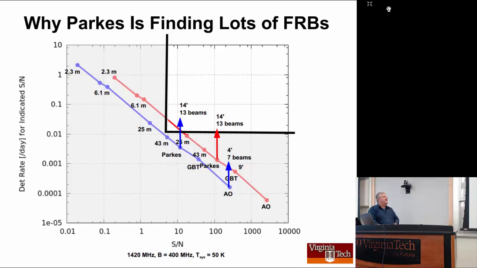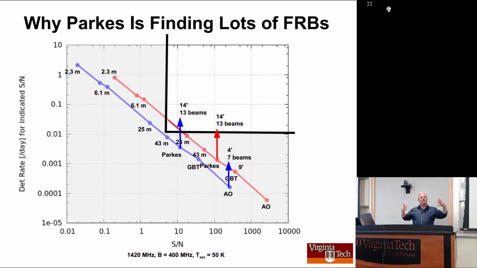All right? Then you ask the question, why is Parkes finding these? Well, one answer, of course, is because they're looking. You have to look to find, and not everybody was looking. But one of the reasons they're successful at it is because Parkes is a 64-meter dish. So it's a little bit too big from our perspective.